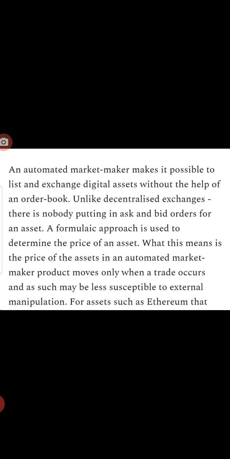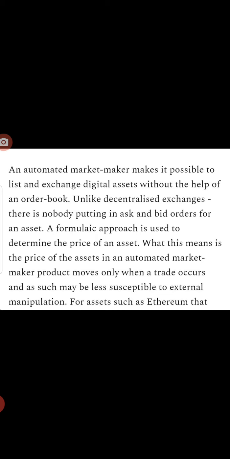I just have an extract from an article I saw online, because I believe this extract explains it very well. So what does it say? An automated market maker makes it possible to list and exchange digital assets. Now remember, with some decentralized exchanges and also some centralized exchanges, you cannot just list any coin and trade it. Even when you list, you also have to pay a listing fee to the exchange.